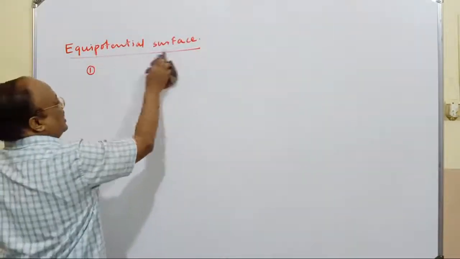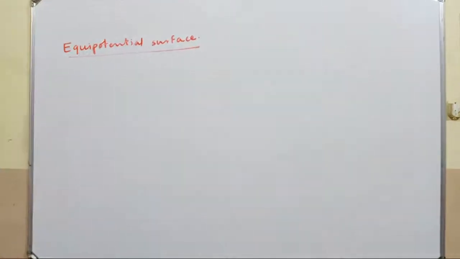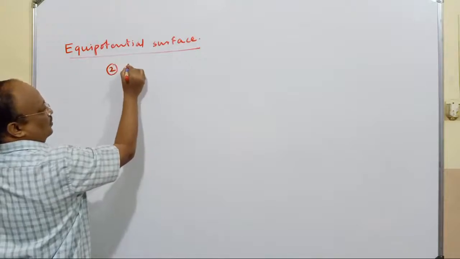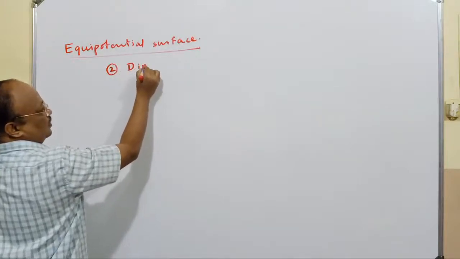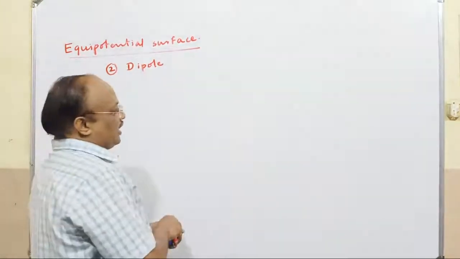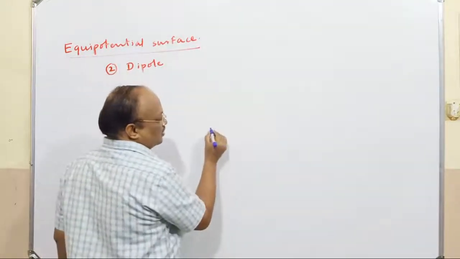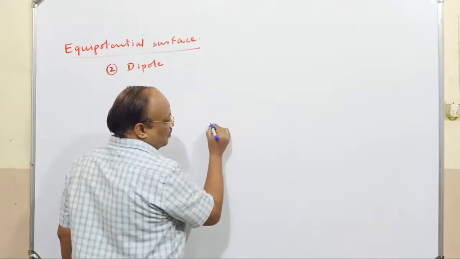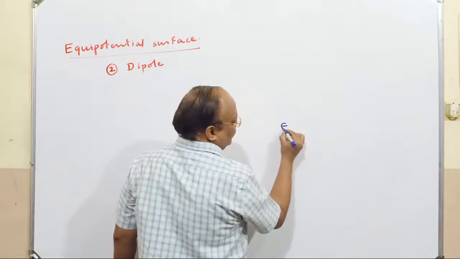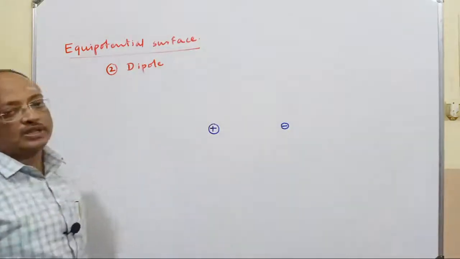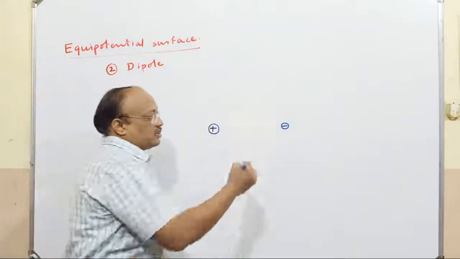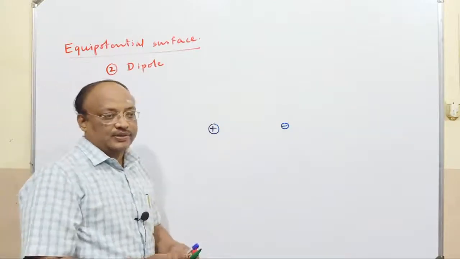So next, second case, we'll see for a dipole, for an electric dipole, in a sense, two equal and opposite charges. One is plus Q and the other is minus Q. For this we have to draw the equipotential surface.